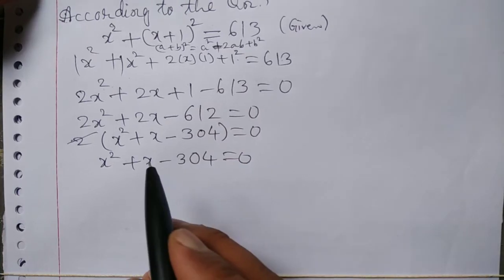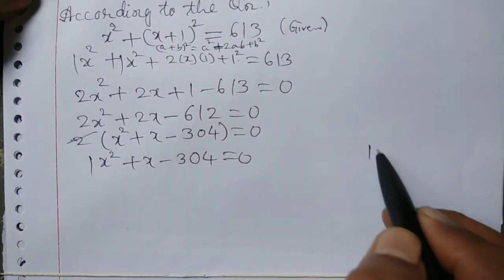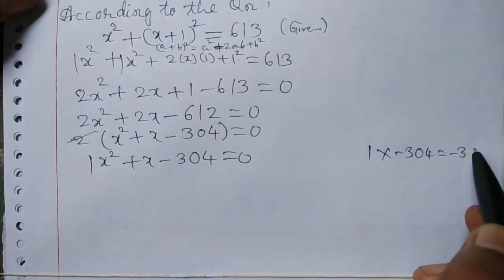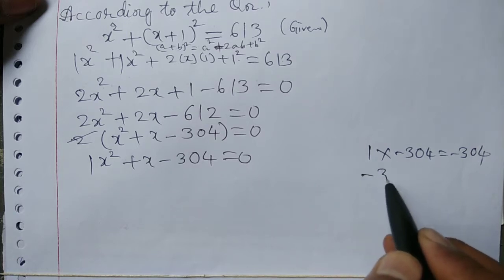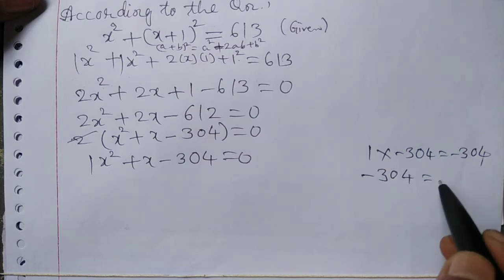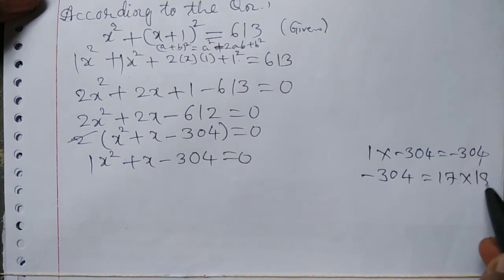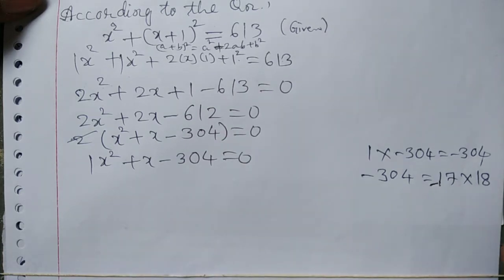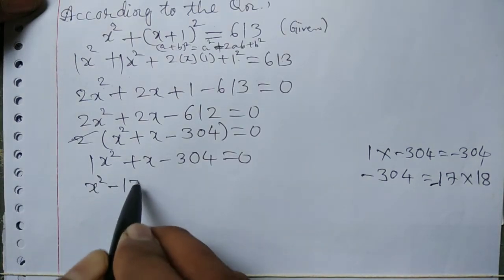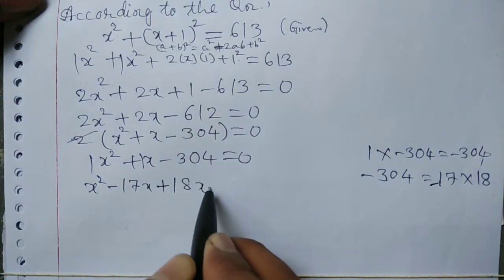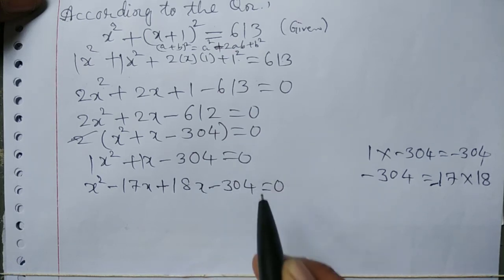Now 1 into minus 306, which is minus 306, is equal to 17 into 18. In the middle term, plus 1, that's why we have to keep minus for 17. Minus 17: x square minus 17x plus 18x minus 306 is equal to 0.